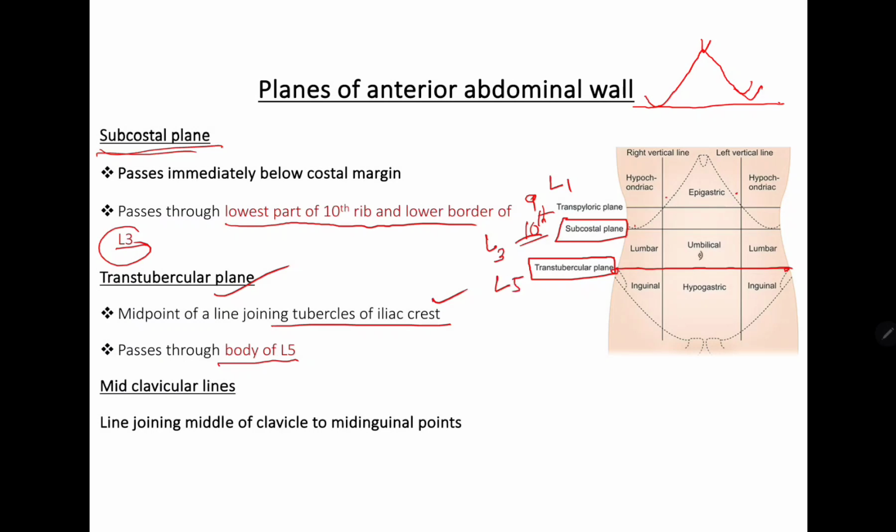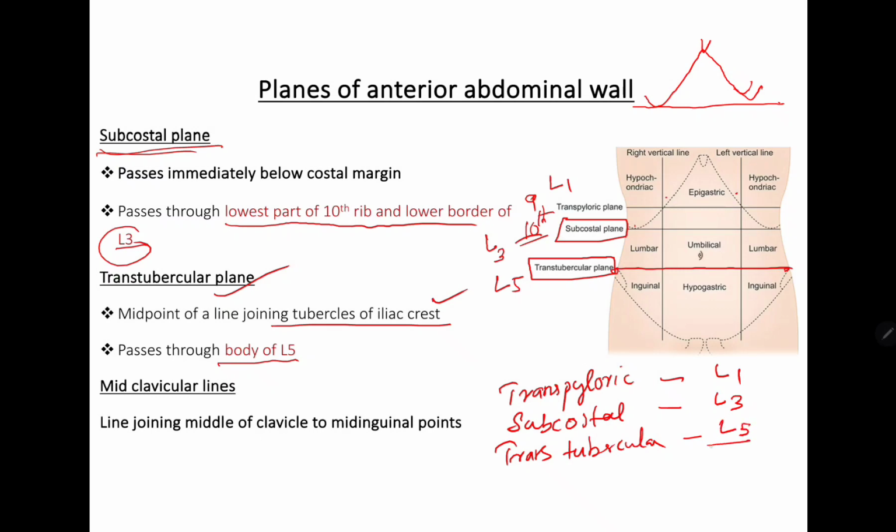So we have three transverse planes: the transpyloric plane, then the subcostal, and the transtubercular. It is easy to remember the vertebral levels: L1, L3 and L5. L1, L3 and L5. Remember this one.